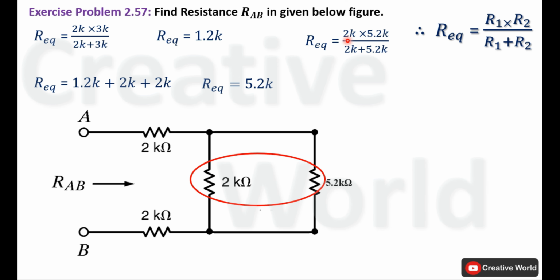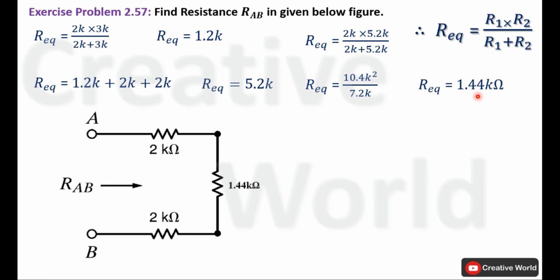Solve this equation. Product of 2K and 5.2K will become 10.4K square and sum of 2K and 5.2K will become 7.2K. Now this K will cancel out with K square in the numerator and 10.4 divided by 7.2 will become 1.44 kilo ohm. So we can replace these two resistances with a single resistance having the value of 1.44 kilo ohm. Modify the circuit. Now the circuit is simplified and converted into a simple series circuit.